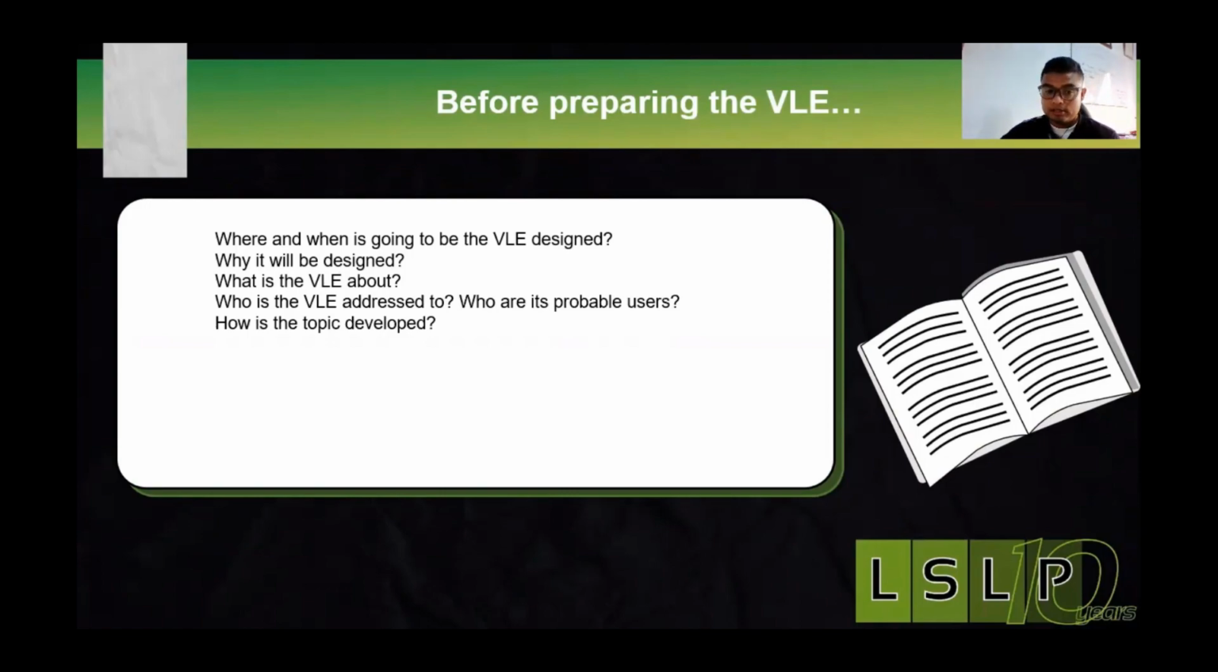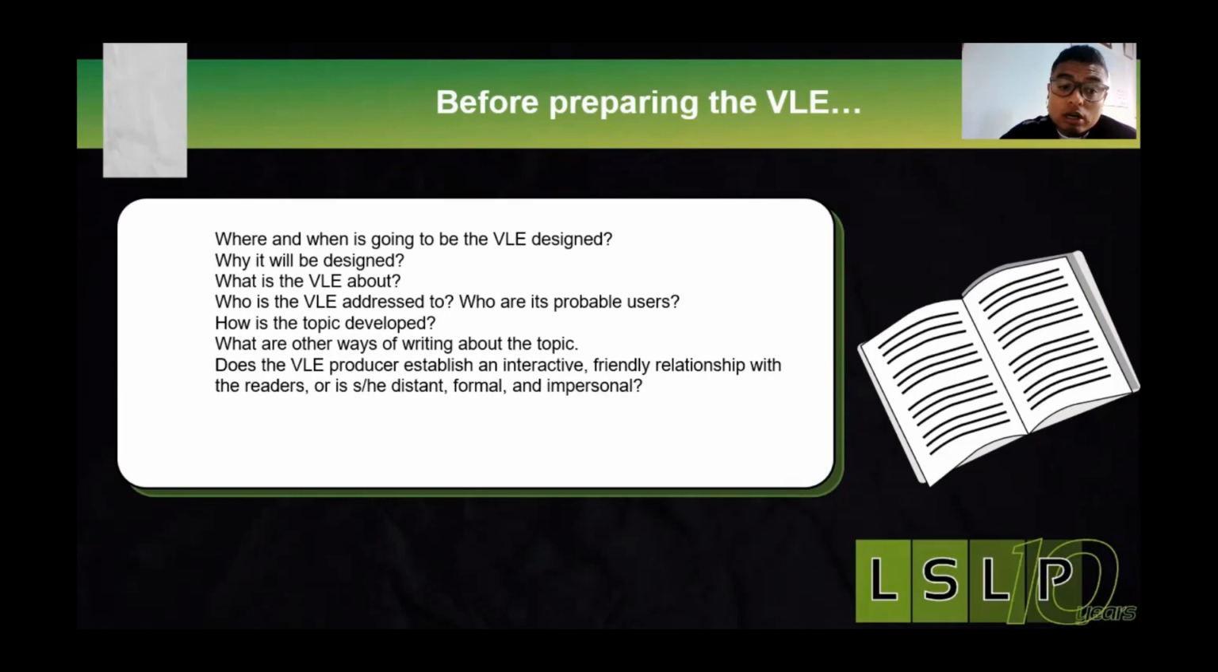Also, how is the topic developed? What are other ways of writing about the topic? Maybe we could use multimodal texts, going beyond the coding or encoding process. We could use a virtual learning environment just with pictures, with memes, for example. And also, we could reflect here, does the virtual learning producer establish an interactive, friendly relationship with the readers? Or is he distant, formal, and impersonal? So what is my target public? What is the population that I really want to impact with this design?